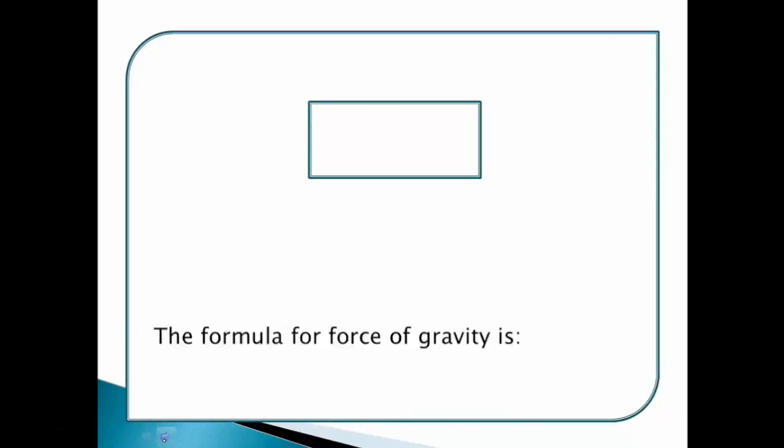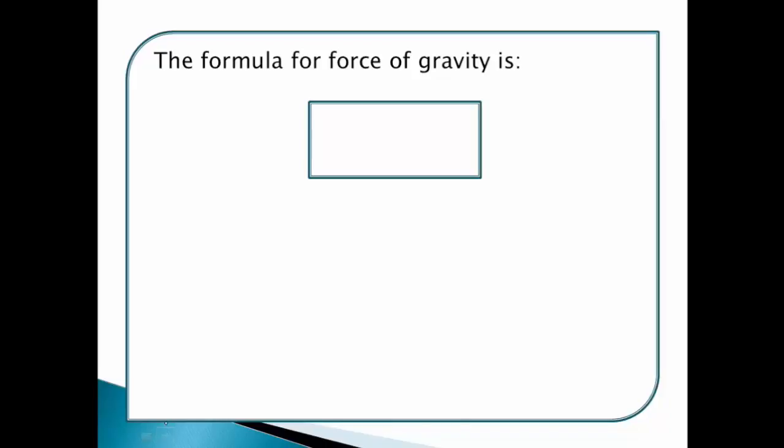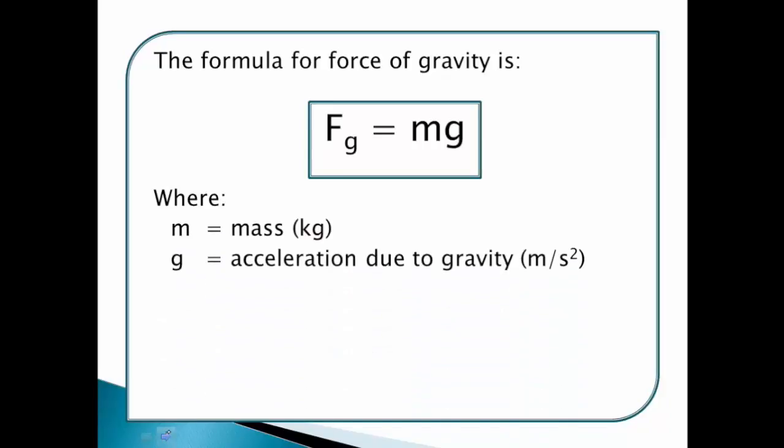Now, if we want to actually calculate the force of gravity, we use a simple equation: Fg is equal to mg, where m is equal to the mass in kilograms, and g is equal to the acceleration due to gravity in meters per second squared.